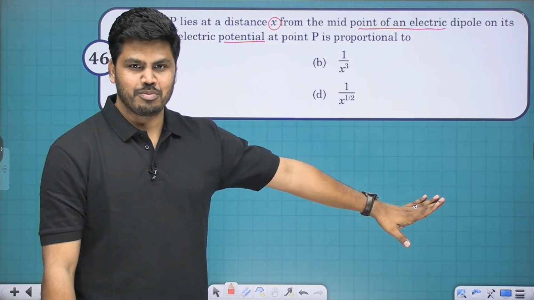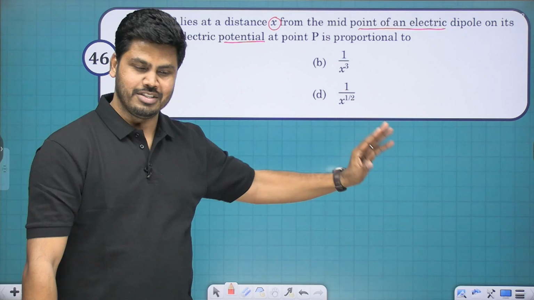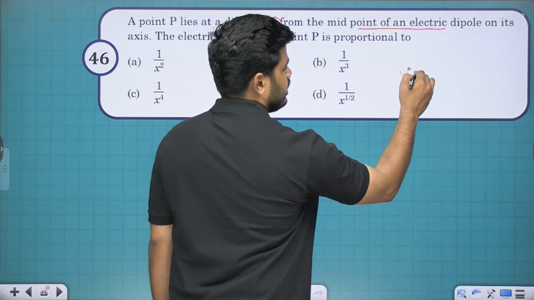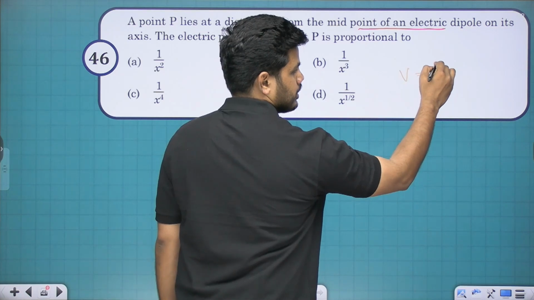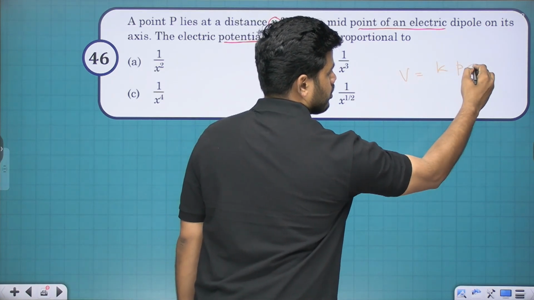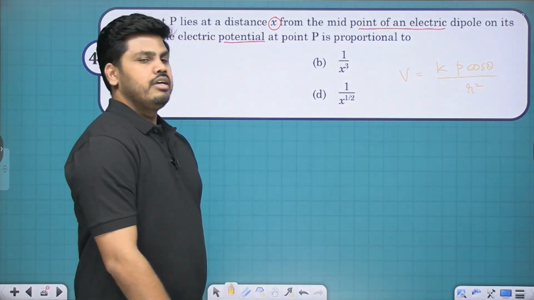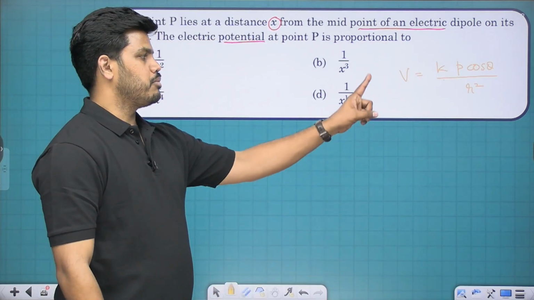If you know the equation for potential, this can be solved within seconds, right? What is the expression for potential due to a dipole? V is equal to K P cos theta divided by R square. Correct? That is the expression for the potential.